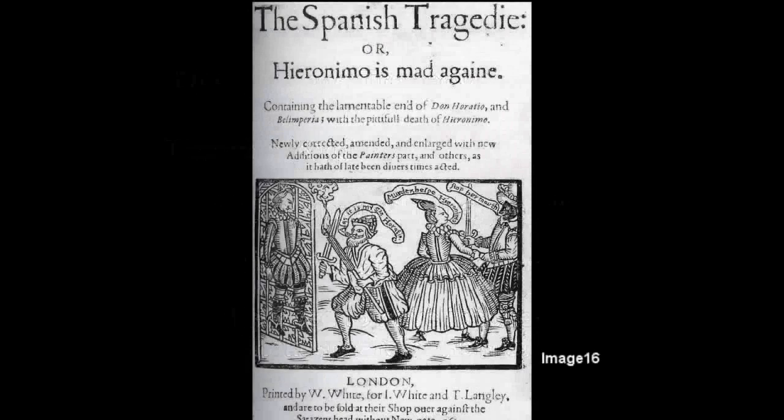The Elizabethans' thirst for vengeance and blood was often satisfied by the high number of revenge tragedies that were written and performed during this period.